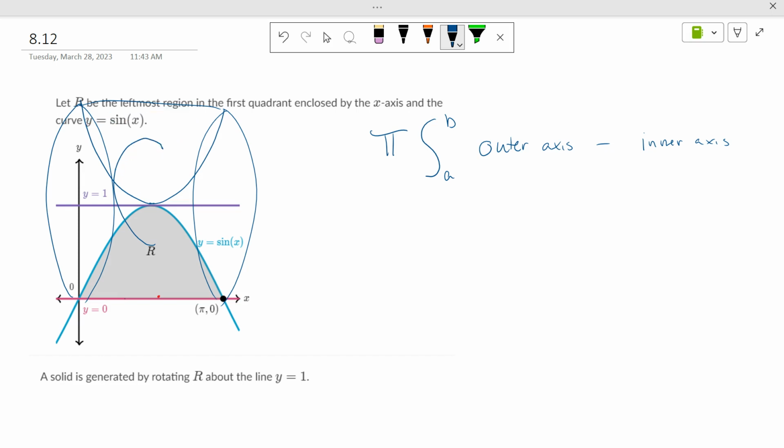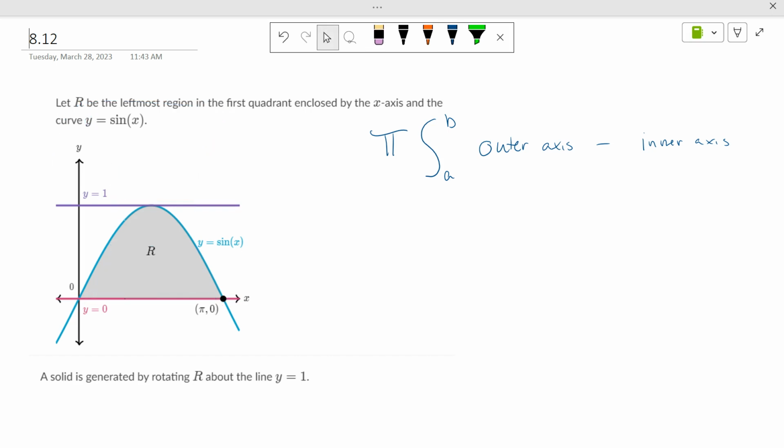Okay? So, now, here's how we got to attack it. This is what we're going around. How far is it to the outer axis? 1. I like it. 1. How far is it to the inner axis? Well, it's constantly changing, right? What's this distance from the purple line down to the blue line? 1 minus sine of x.